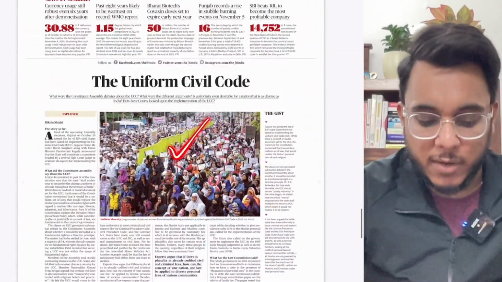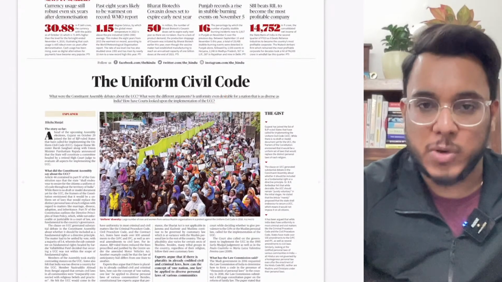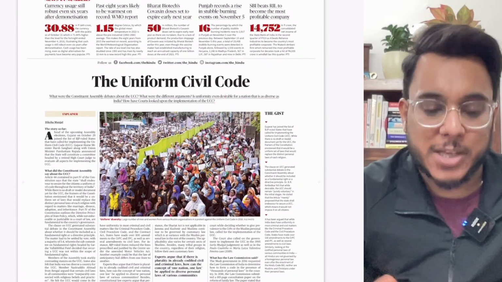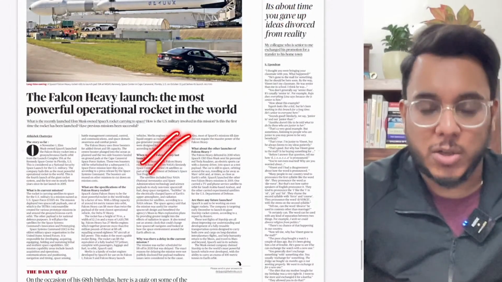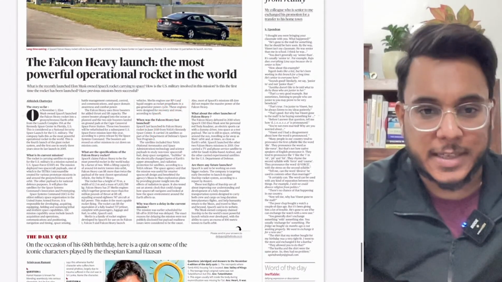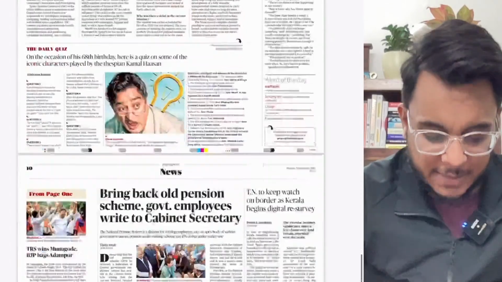The Uniform Civil Code. We'll see this particular article also, because in Gujarat the UCC demands have now been raised. Then the Falcon Heavy launch. We'll see this article and find what the dimensions for the exam are. Then further moving on.